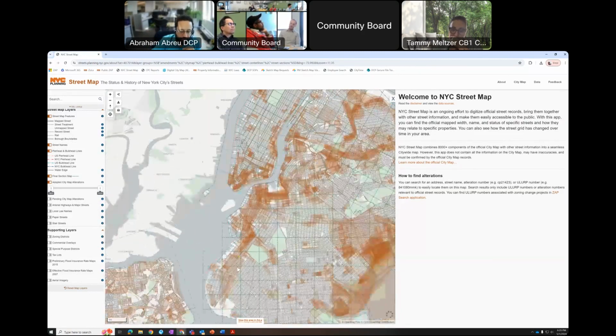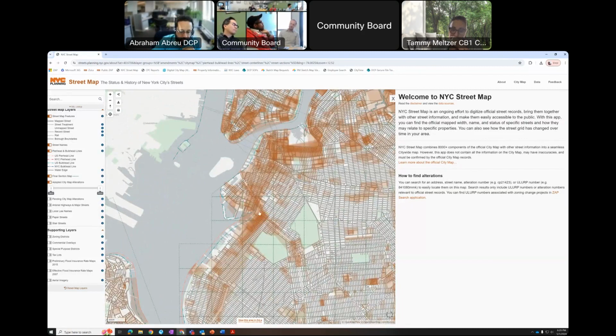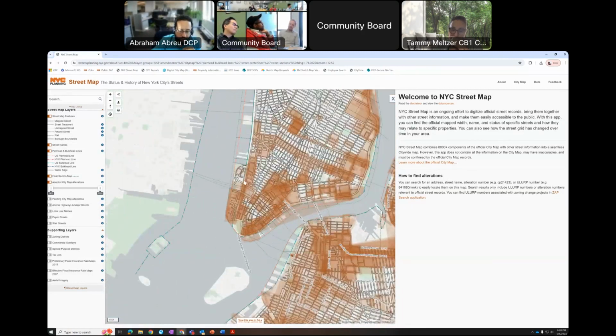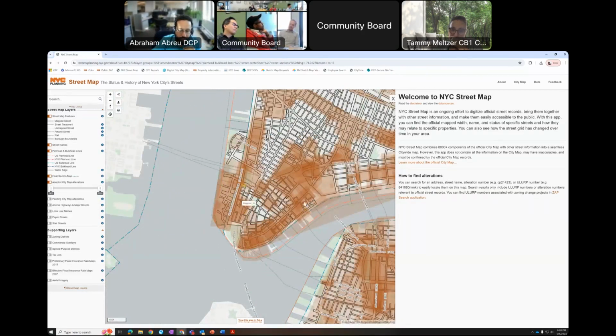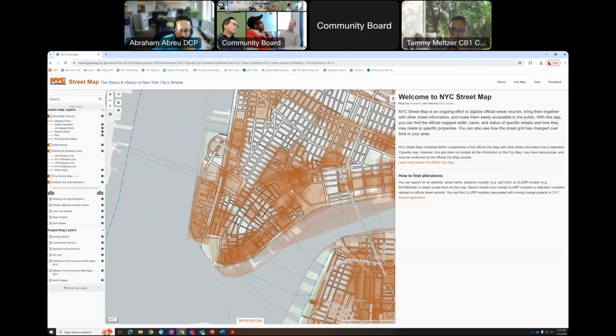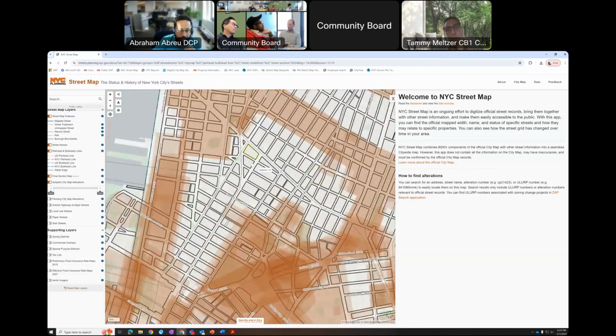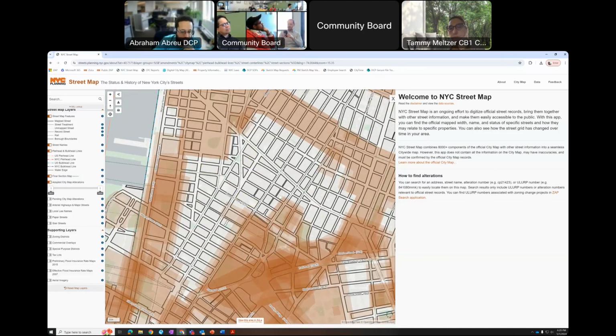So you can see down here, this part of Brooklyn, there's not that many, but over here there have been a bunch. There have been a ton kind of around the edge of lower Manhattan here, but up kind of around here there haven't been any. So it varies from area to area.